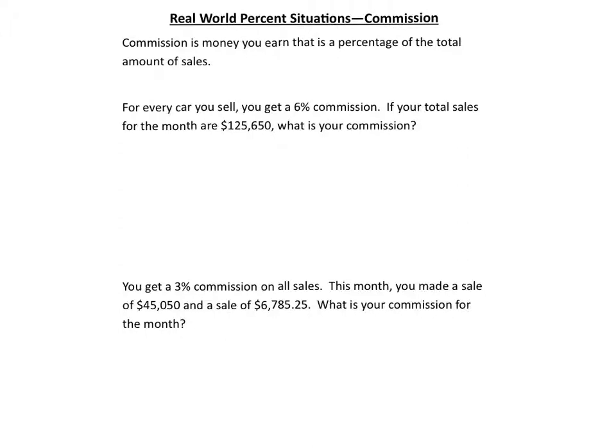The first question says, for every car you sell, you get a 6% commission. If your total sales for the month are $125,650, what is your commission? Now if you are someone that likes the equation, we can think of it as commission is going to be our part. Commission's the part, whereas total we know is the whole amount. So when we're thinking about it in part over whole, we can go back to thinking about it as the percent as a decimal times the total amount is going to equal the part, kind of a thing.